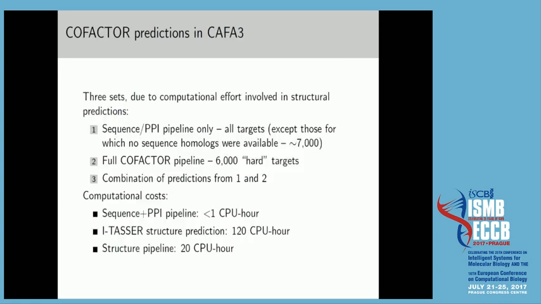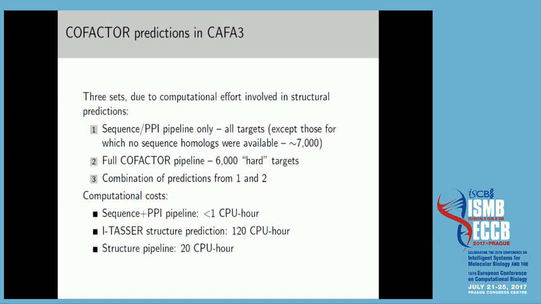This is partly about our predictions in CAFA, and so it's worth talking about what we did for CAFA. And so we have 3 sets of predictions in the competition. Of course, we're very anxious to see how they did. One is just our sequence and protein-protein interaction-based pipeline. This was for all the targets we could do it for because we could find structural homologs, and this was all but 7,000 of them in the competition. We applied the full, including structure, COFACTOR pipeline to 6,000 of the targets that we considered hardest, having the lowest sequence identity to the nearest annotated homolog. And then we have combined predictions where we put together the ones between 1 and 2.